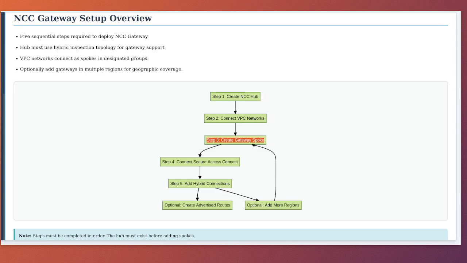Fourth, you connect the Secure Access Connect attachment to the NCC Gateway. This step establishes the integration with your chosen SSE provider. Fifth, you add hybrid connections by creating cloud routers and VLAN attachments that land on the NCC Gateway. This provides connectivity to your on-premises LANs. After completing these 5 steps, you can optionally create gateway advertised routes to control how traffic is directed through the gateway. You can also repeat steps 3 through 5 to add NCC Gateway spokes in additional regions if needed.